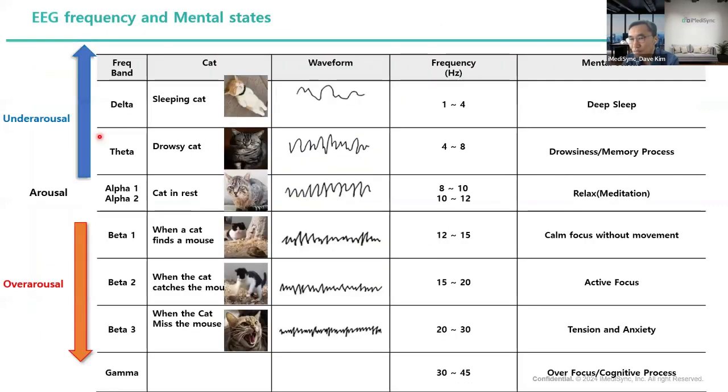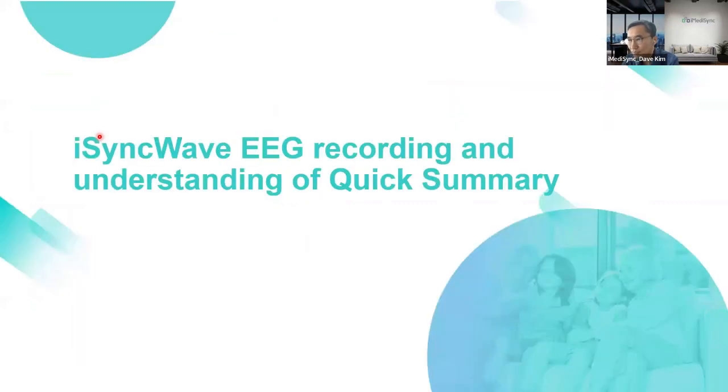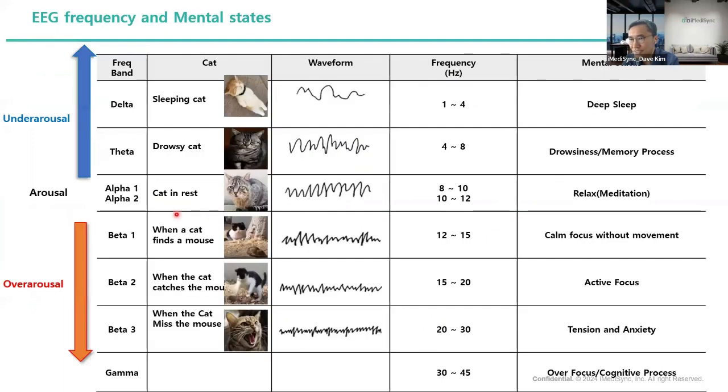So before going to the next, maybe this is the last slide of the second topic, and EEG frequency and mental status are quite related. So for each frequency band rhythm, we need to understand the mental status.